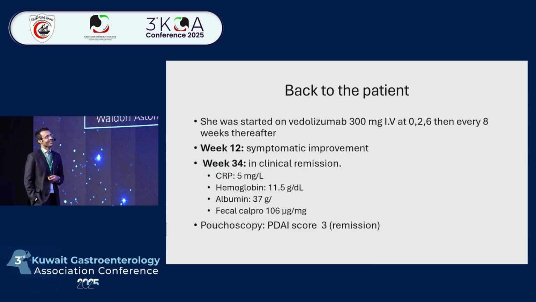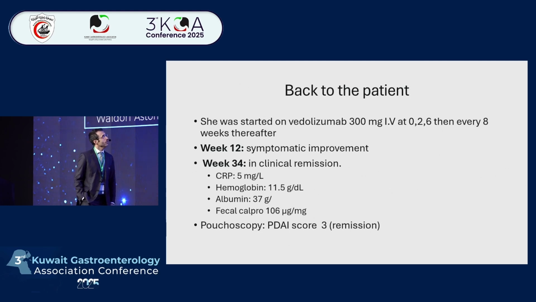I'll ask you later. So she was started on vedolizumab, 300 milligrams at weeks 0, 2, and 6, then every 8 weeks. At week 12, symptomatically improved. At week 35, she was in clinical remission, CRP 5, hemoglobin 11.5, albumin 37, fecal calprotectin 106, pouchitis PDAI score of 3, which is in remission.